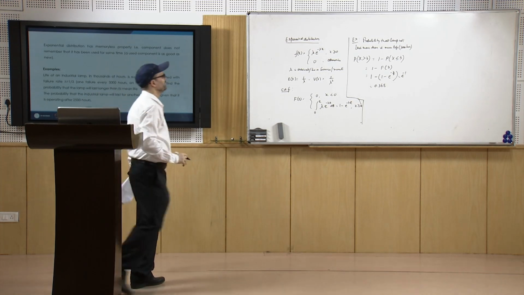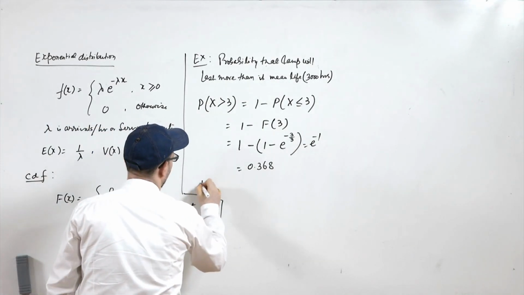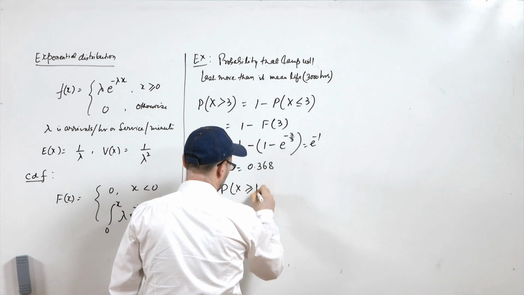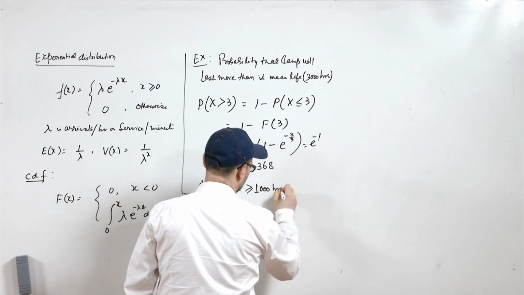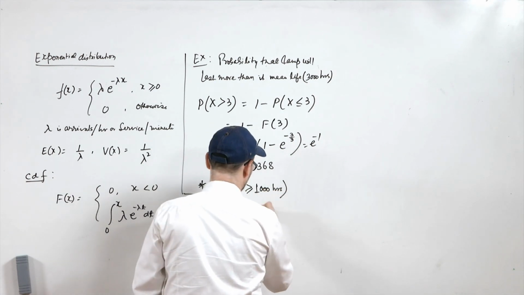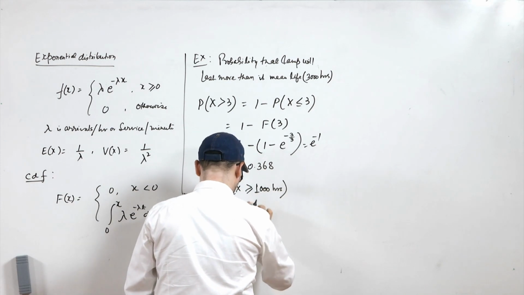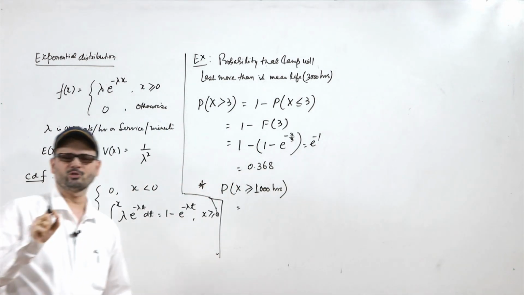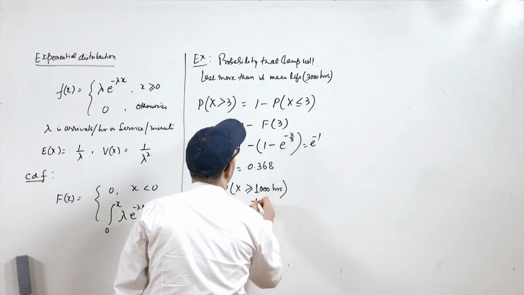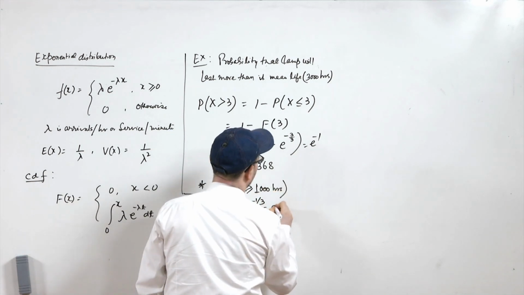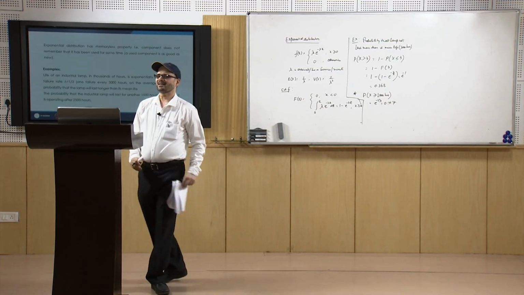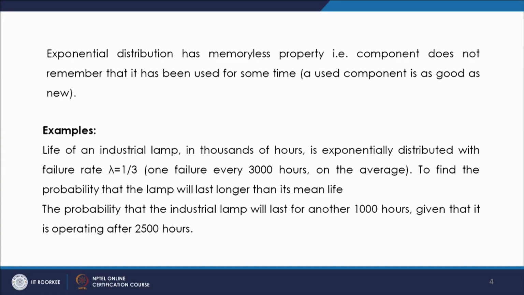So in that case we are getting the probability of x more than 1000 hours, which is 1 minus F(1000). So it will be 1 minus (1 minus e raised to the power minus 1 by 3), which is e raised to the power minus 1 by 3, and that is 0.717. So this is the probability that the industrial lamp will last for another 1000 hours.